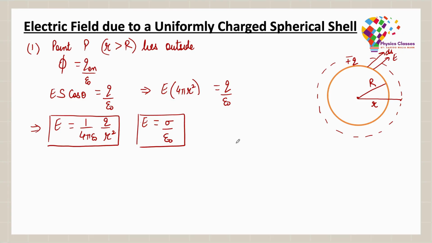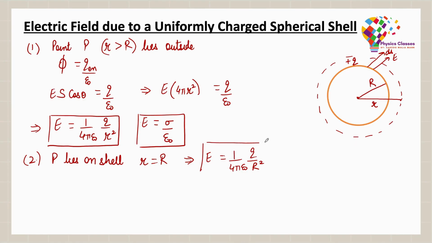Let's look at the second situation. Now for the second situation, let's just assume that this point P lies on the shell. Now, if this point P lies on the shell, then small r would be equal to capital R. And in that situation, I can write my electric field as 1 by 4 pi epsilon naught Q by capital R square. So it is directly equal to kq by r square, which is the electric field due to a point charge. Now for the third scenario, when my P lies inside the shell.